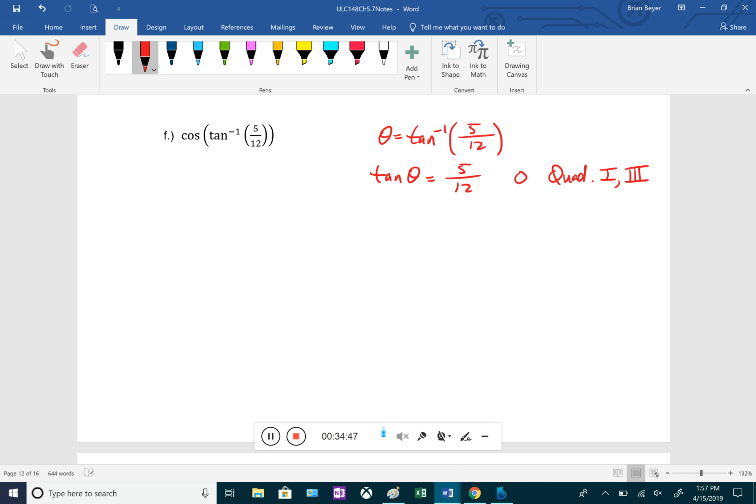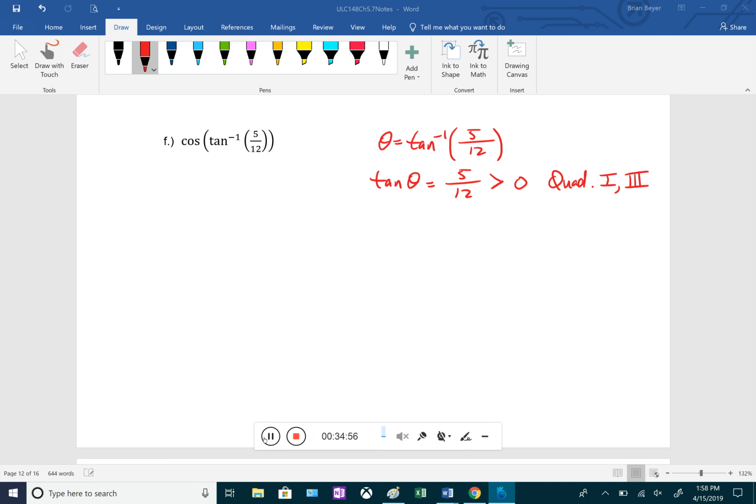The other piece of information that we need, though, is a little bit tricky to think of. We have to use the restricted domain of tangent. So we know the restricted domain of tangent is negative pi over 2 to pi over 2. Even though it doesn't look like it, this is telling us the quadrants. Negative pi over 2 to pi over 2 are going to be quadrant 1 or quadrant 4.